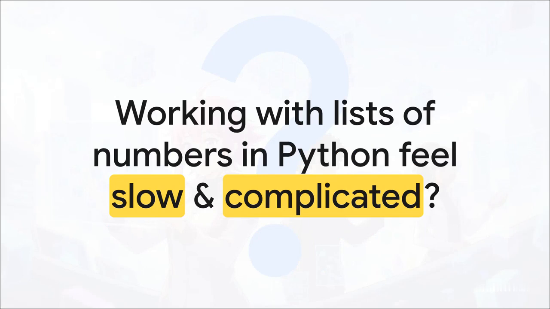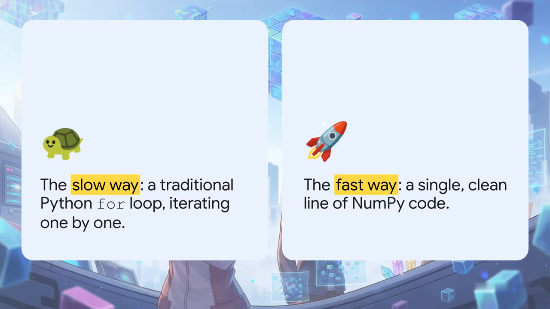Okay, so you've totally been there, right? You've got this massive list of numbers in Python, and you need to do something to all of them. You end up writing these clunky, slow loops, and you can almost feel your computer groaning. It's a super common problem. So what's the fix? Well, check this out.